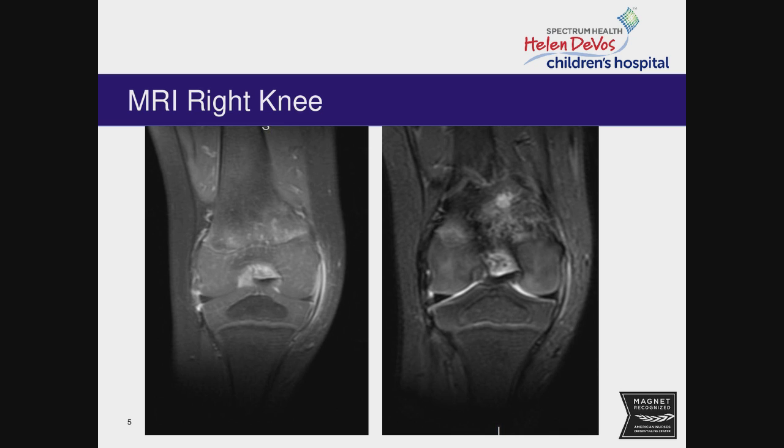Next set of images continues to show the peri-MCL enhancement on the left, as well as edema around the MCL on the right. Our radiologist's impression of this was suspicion for medial myositis and septic arthritis.